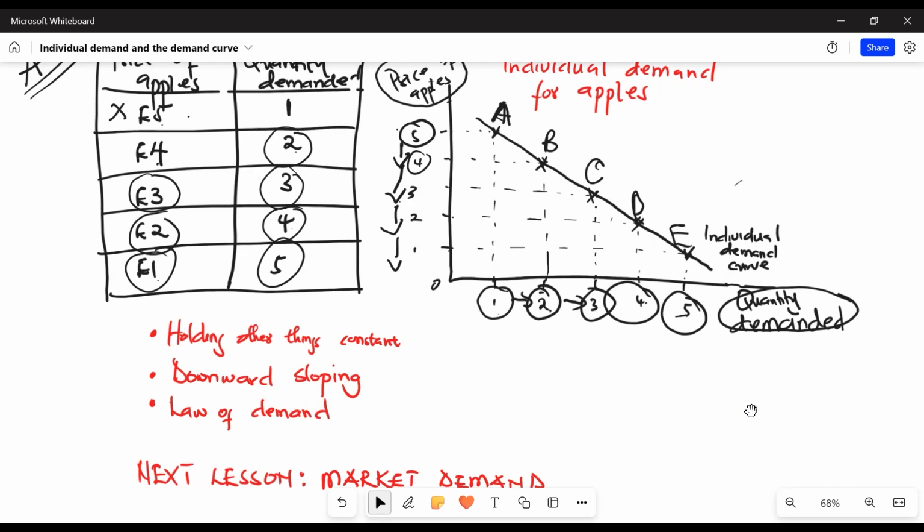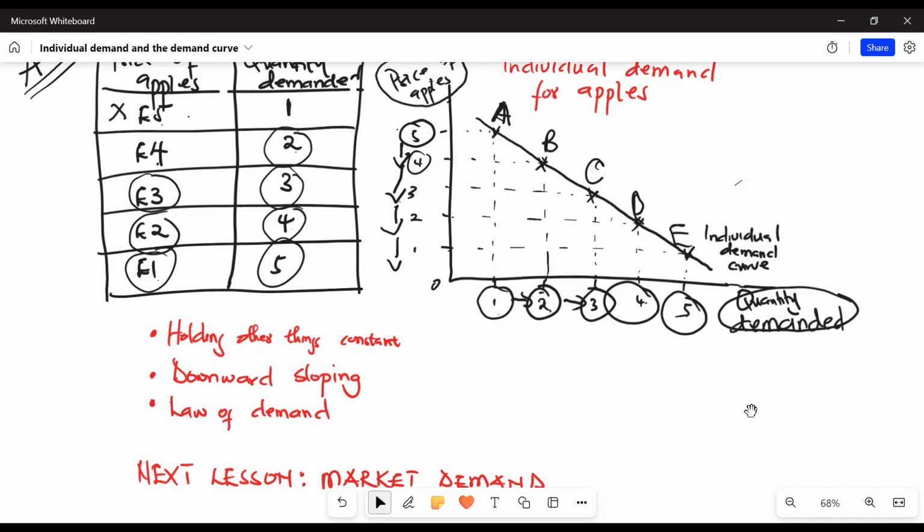But when we are drawing the demand curve, you notice that we restrict to only the relationship between prices and quantity. What we are saying here is that holding all other factors constant, ignoring the effect that other factors have on quantity demand, what is the relationship between price and quantity?